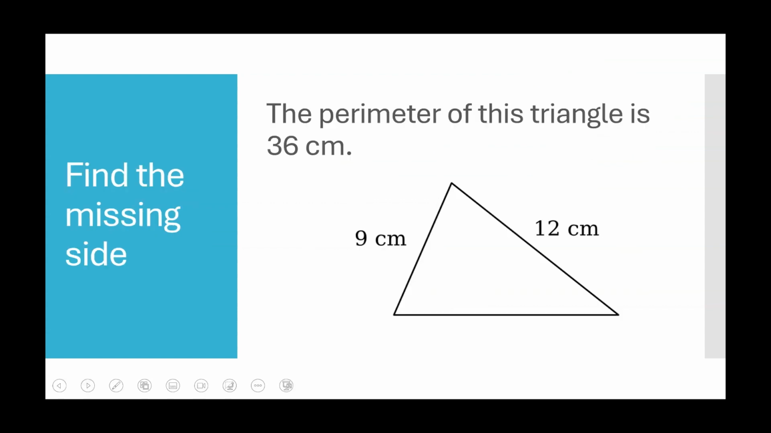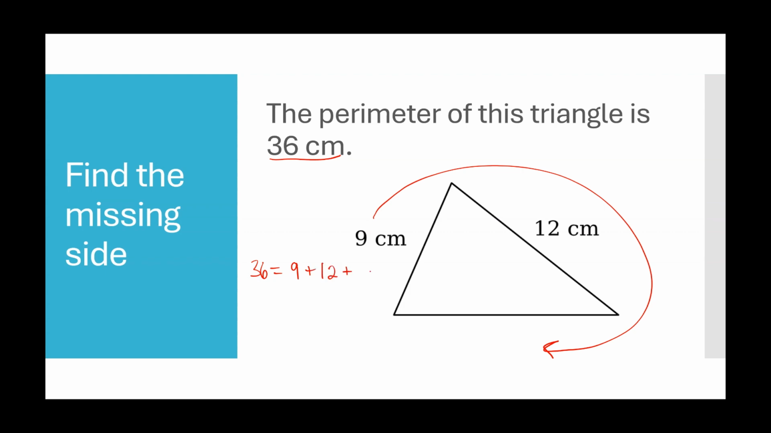All right, now we've got a missing side, and we know that the perimeter is 36. That means that around the outside is 36. So I can say that 36 equals 9 plus 12 plus something. We could make it x. We could make it whatever we want. So solving for x, we're going to try to get x all by itself on one side. My missing side must be 15 centimeters.